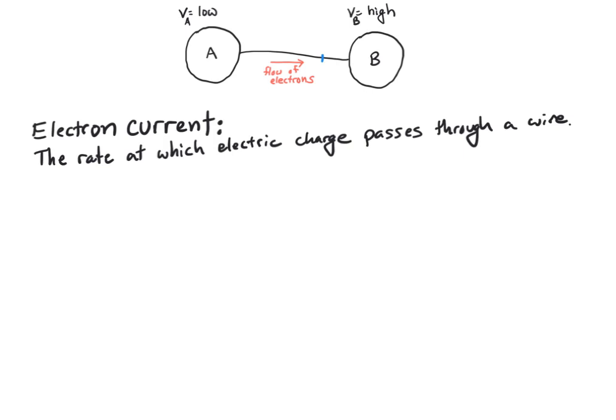More generally, we represent the electric current as the symbol I, usually a capital I. Once in a while you might see it as a lowercase I.